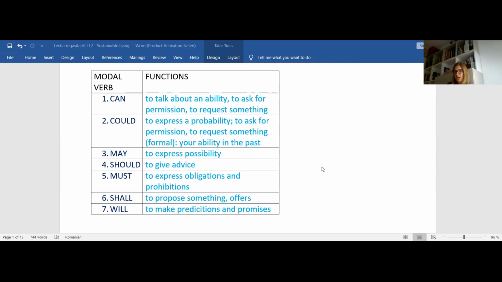Shall, to propose something or to offer. Shall we go and see a film? Or shall I help you with those boxes? And will to make predictions and promises. I hope we will have a great summer, or I promise I will do my best next time.